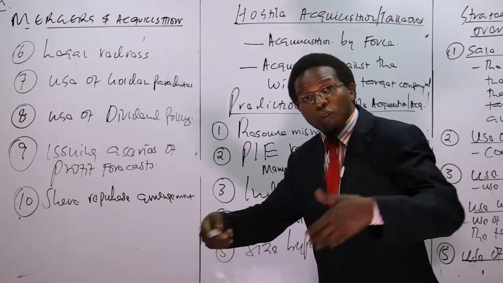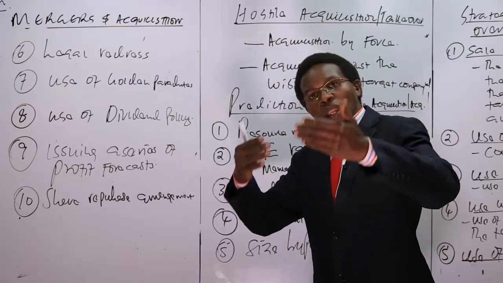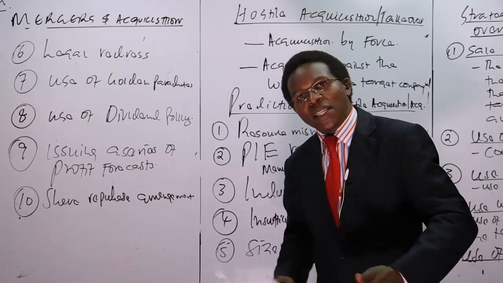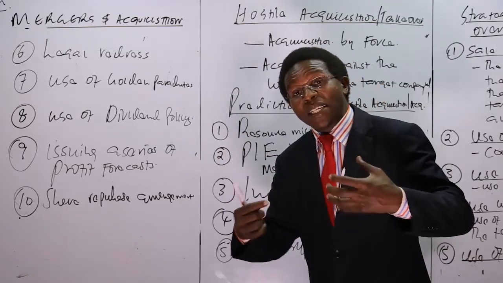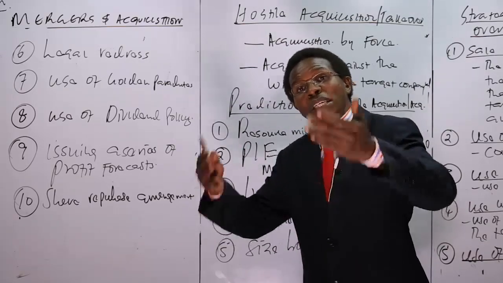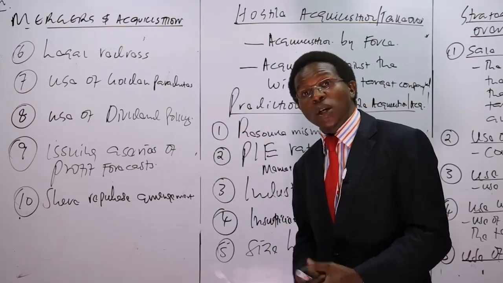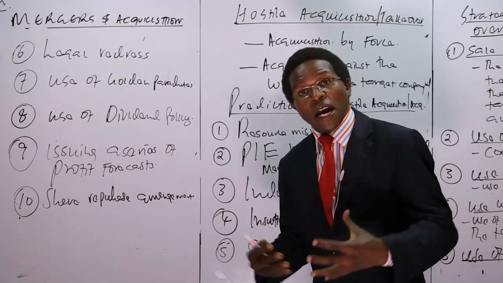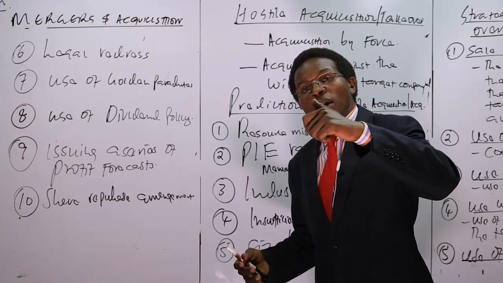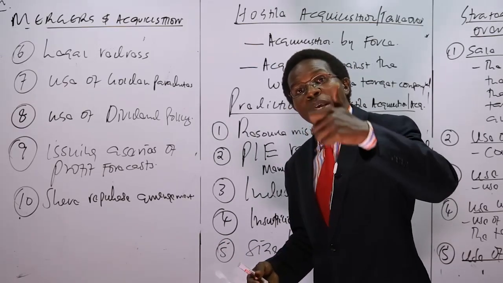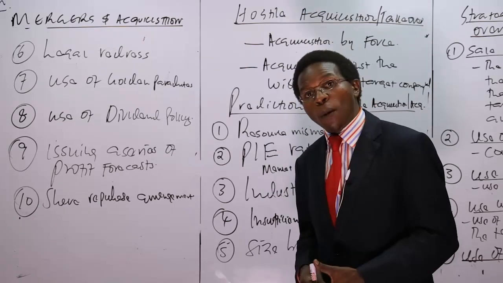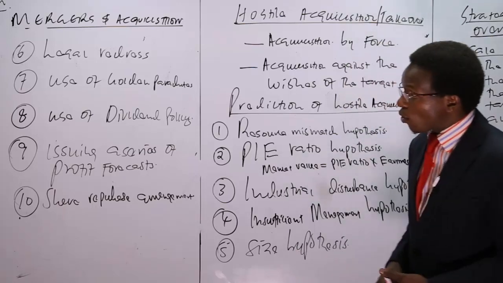Issuing a series of profit forecasts, whereby the target company will issue a series of profit forecasts. In that regard, it will increase the market expectation. It will increase the market perception. It will also increase the public perception and that of the investors. That will increase the value of the company. If it increases the value of the company, then the predator company will be unable to afford the value of the offer price. That is one of the advantages.